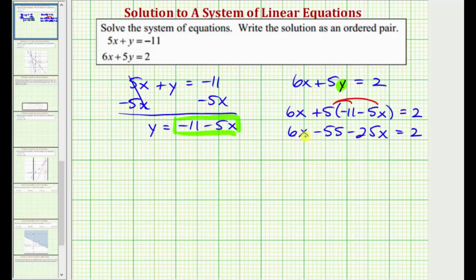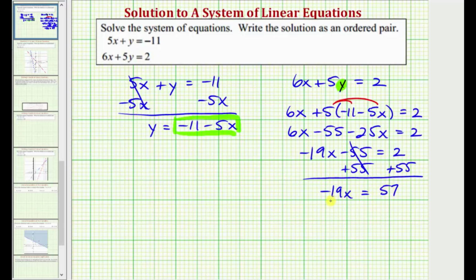Let's combine the x terms on the left side. 6x minus 25x is going to be negative 19x. So we have negative 19x minus 55 equals 2. Now we'll add 55 to both sides of the equation. Simplifying, we have negative 19x equals 57. Now we divide both sides by negative 19. And simplifying, we have x equals negative 3.